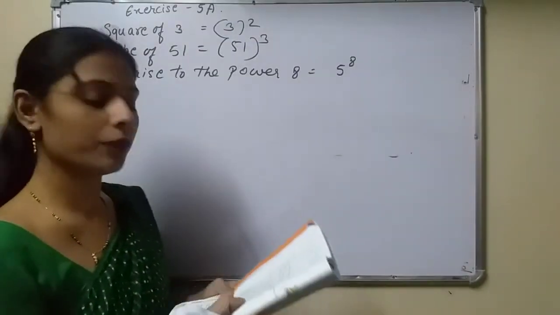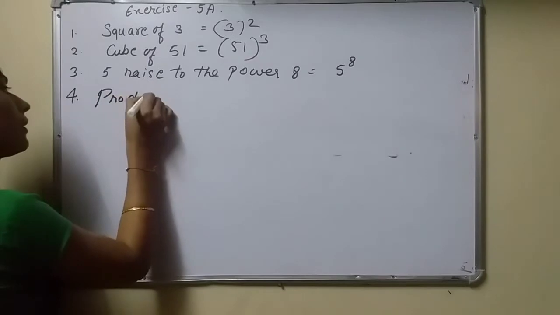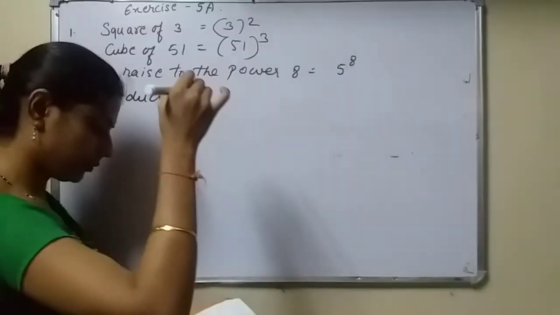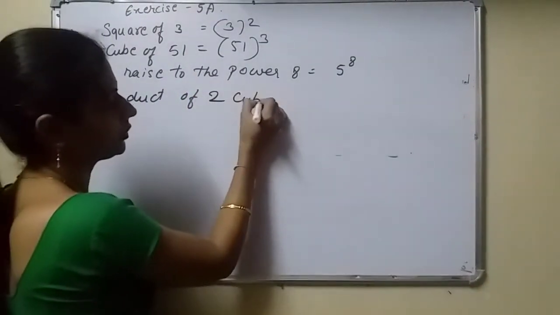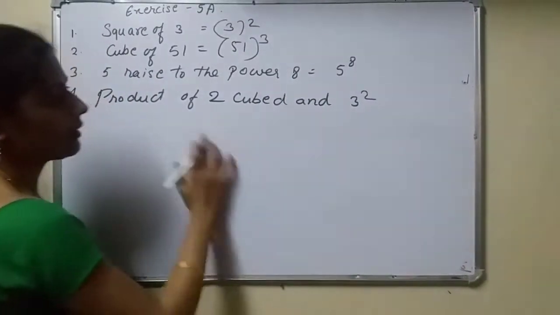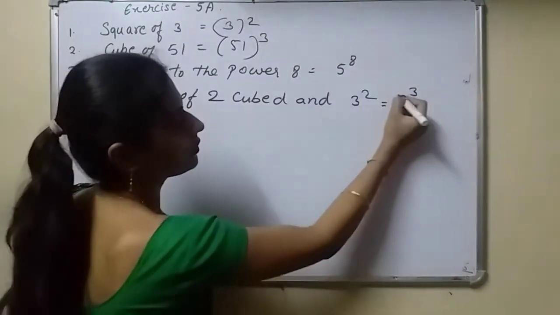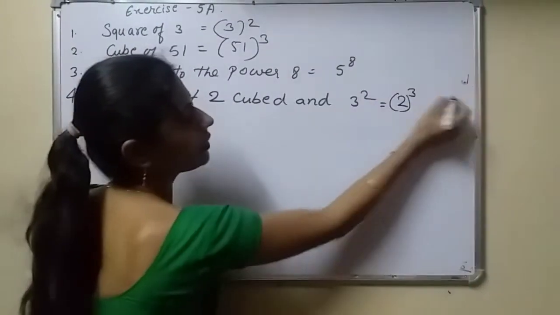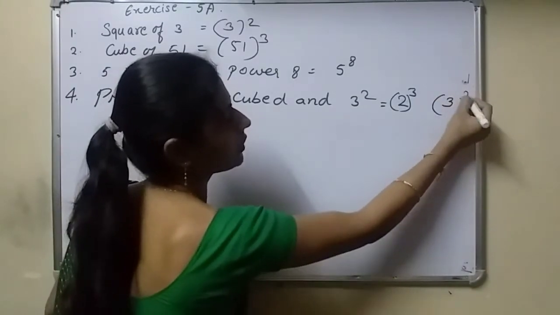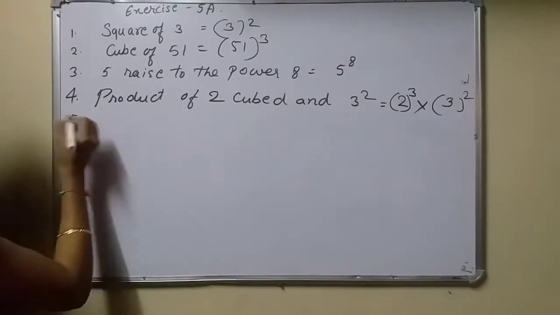Product of 2 cubed and 3 squared. See here, first of all write 2 cubed, then 3 squared, and their product means you have to multiply here.